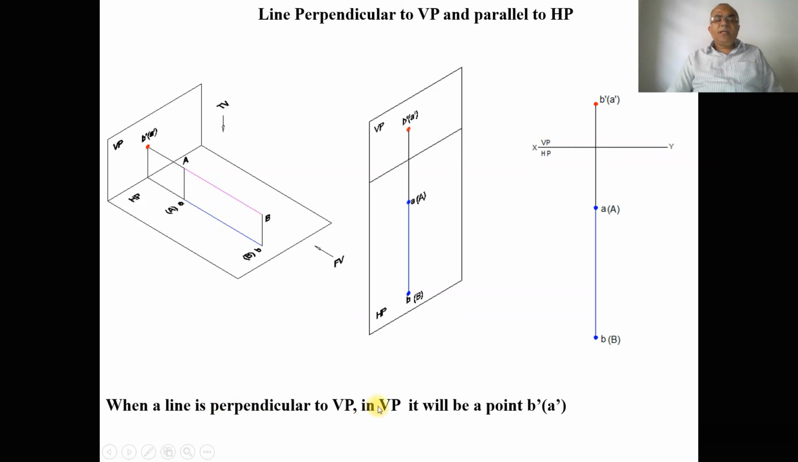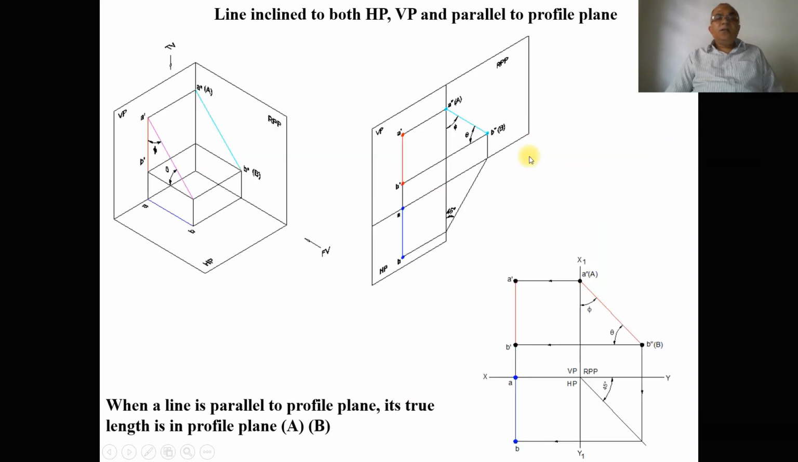So when the line is perpendicular to VP, in VP you are going to get a point, which is b dash a dash in brackets. So this is the representation by using the orthographic projection. Now we will go for one more condition.